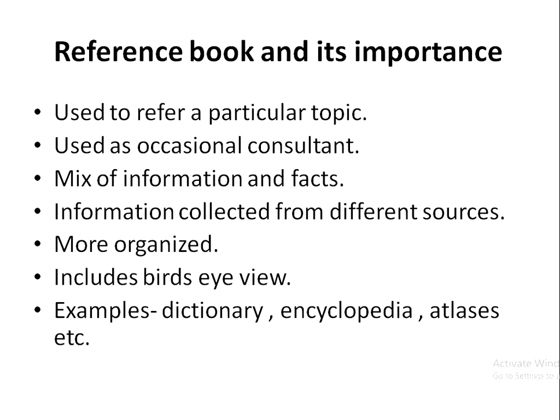What is the next point? It includes a bird's eye view. That means if you have a doubt on a particular topic, you can have a bird's eye view by going through a reference book. But in the case of a textbook, there is a total view. In comparison to a textbook, a reference book includes a particular point of view only. From that particular point of view, you are able to learn something specifically, if you have any doubts. What is the next point? There are certain examples I have already mentioned here.